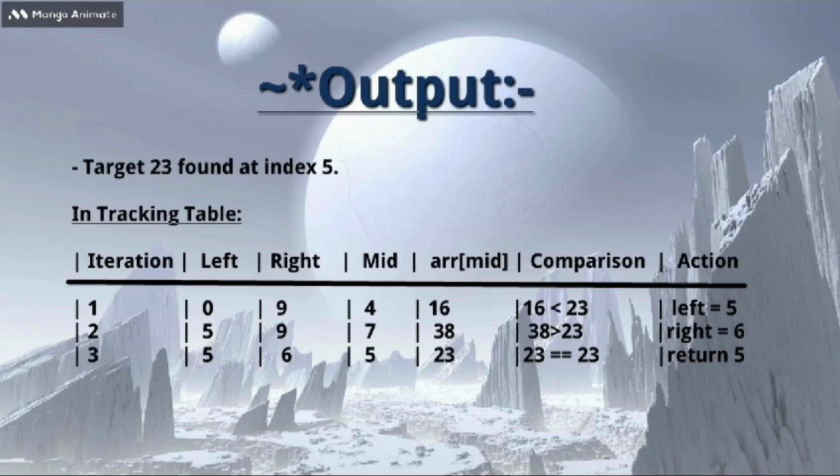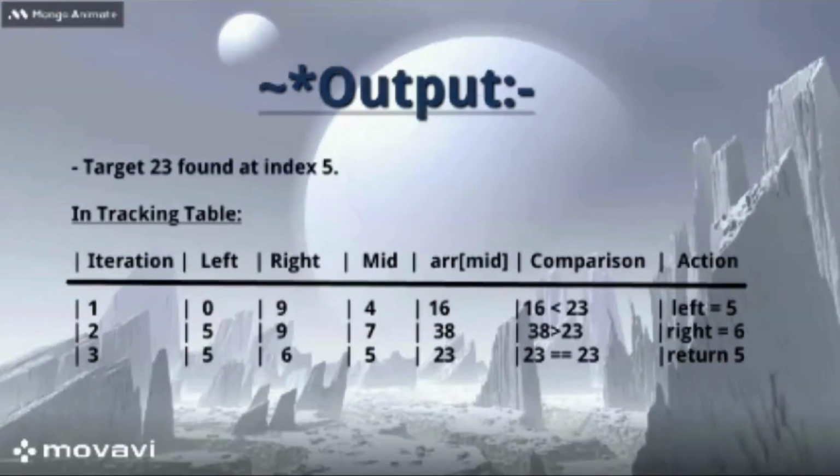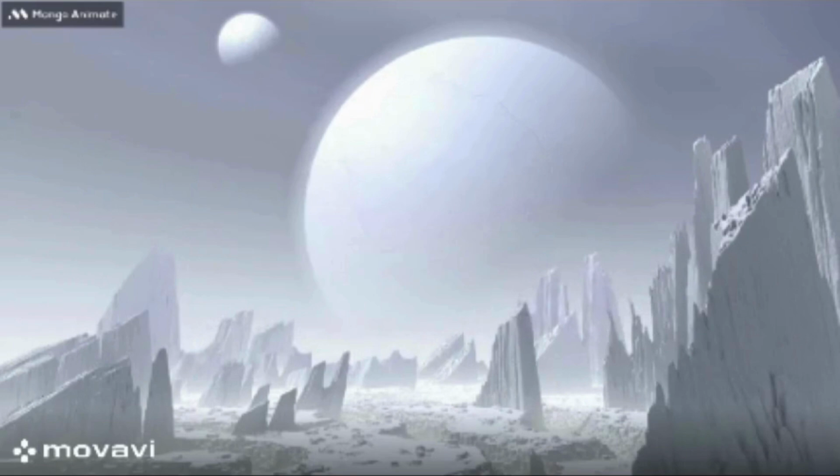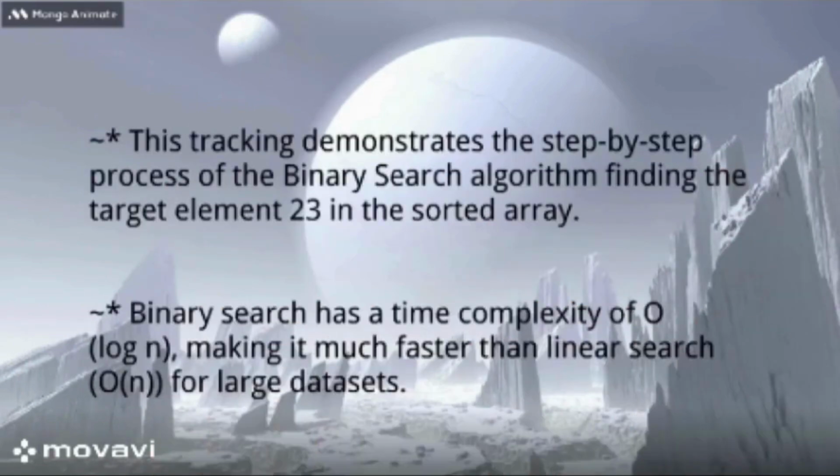In the tracking table: iteration, left, right, mid, array at mid, comparison, action. Iteration 1: 0, 9, 4, 16, 16 less than 23, left equals 5. Iteration 2: 5, 9, 7, 38, 38 greater than 23, right equals 6. Iteration 3: 5, 6, 5, 23, 23 equals 23, return 5. This tracking demonstrates the step-by-step process of the binary search algorithm finding the target element 23 in the sorted array.